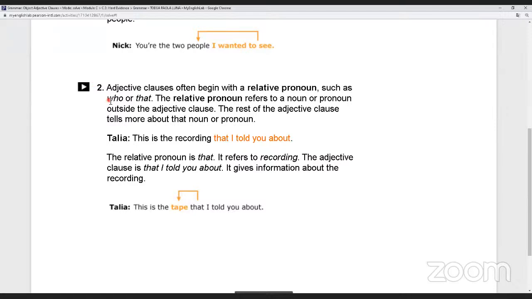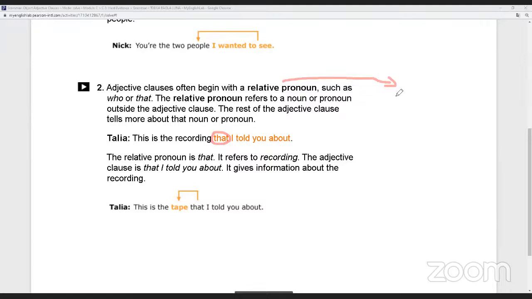Well, now we're going to continue with point number 2, right? The adjective clause begins with a relative pronoun, okay? Such as who or that. Now we're gonna learn another name of the sentence. In this case, we have the relative pronoun. What is a relative pronoun? This word is called a relative pronoun.